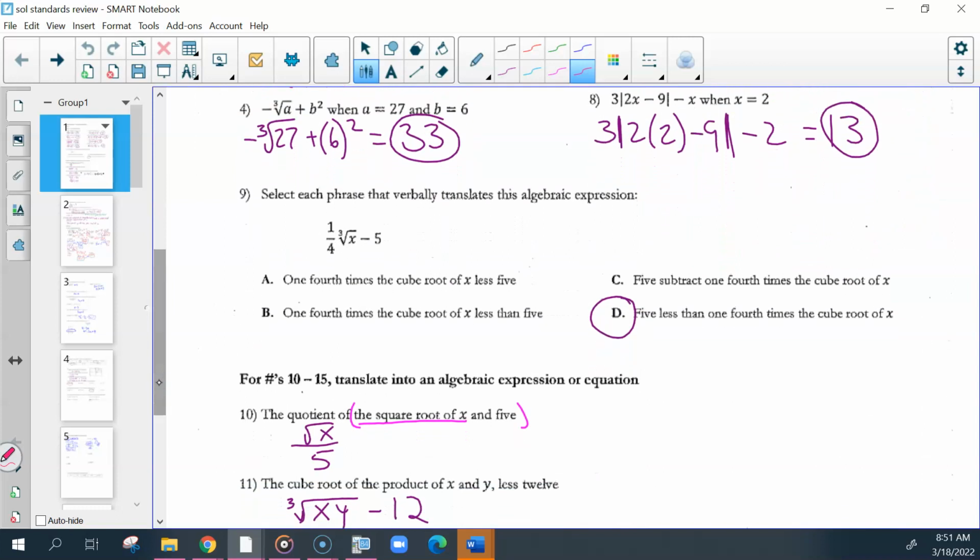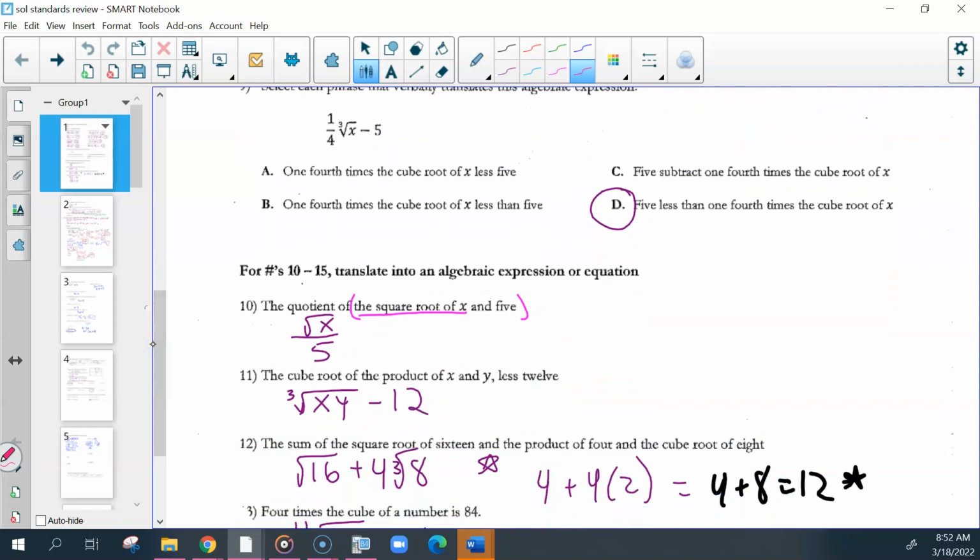For number 9, the phrase that verbally translates into this algebraic expression was 5 less than 1/4 times the cube root of x, so D. Questions on that one? For 10 through 15, yours should match mine, with the exception that unless it says a specific variable, you could have had a different variable.